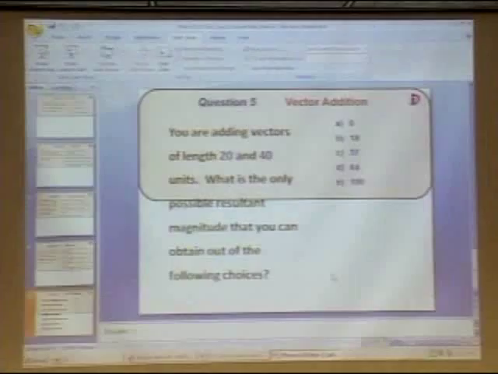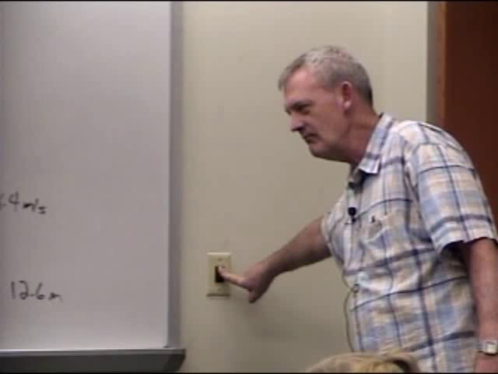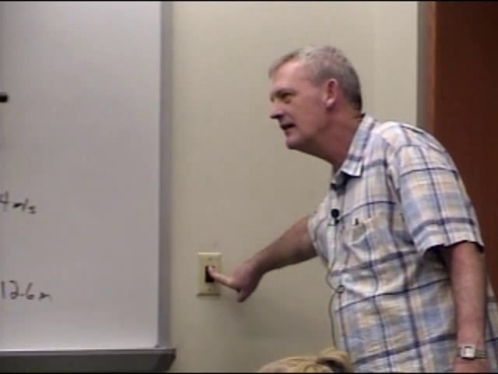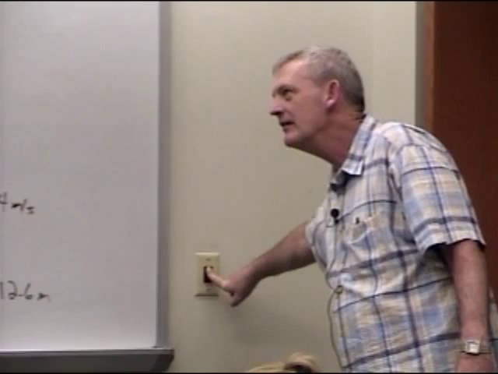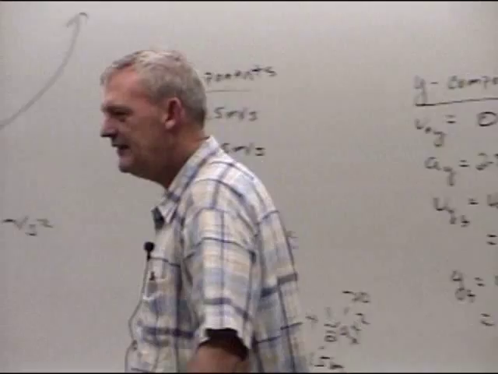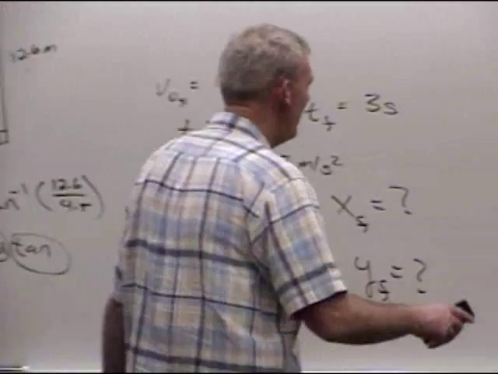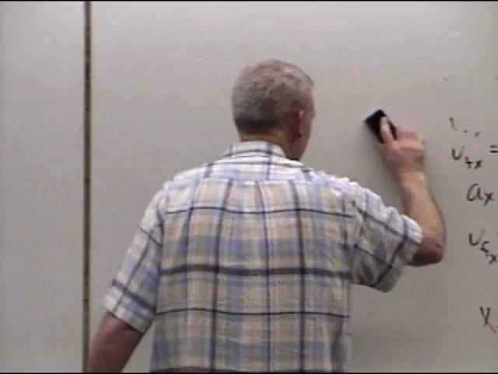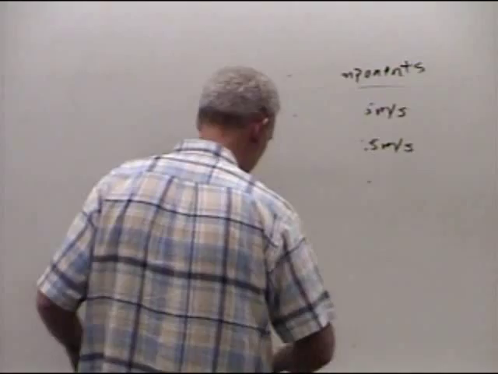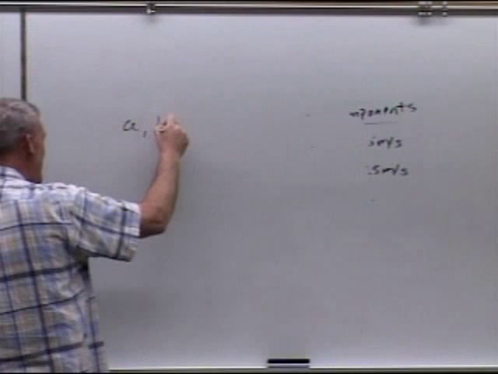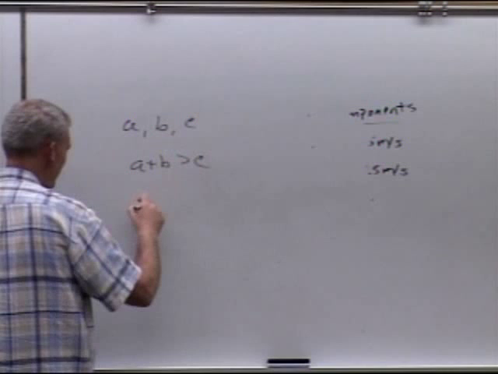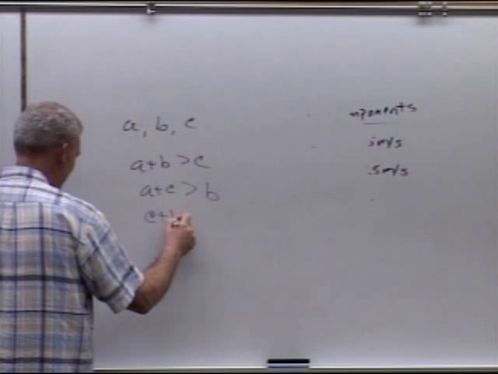And we'll take a look at that. I'm going to go ahead and turn this off and raise the thing, and we'll draw the picture so that we can see how that works. Now let's think about this. This is basically the triangle inequality, which says that if I have the sides of a triangle, A, B, and C, it must be that A plus B is greater than C, A plus C is greater than B, and C plus B is greater than A.